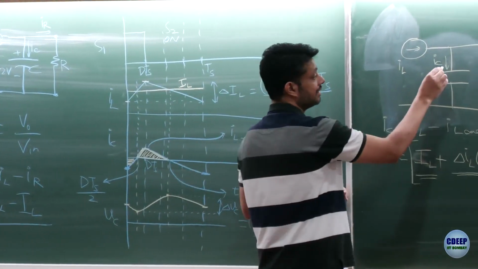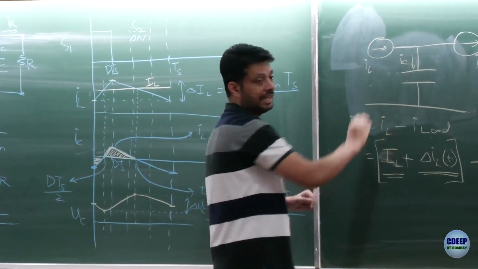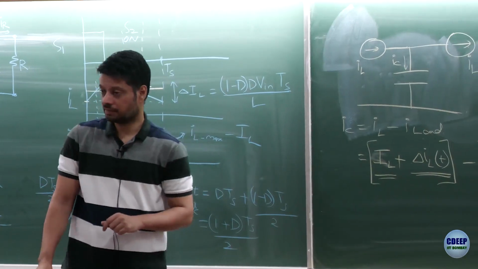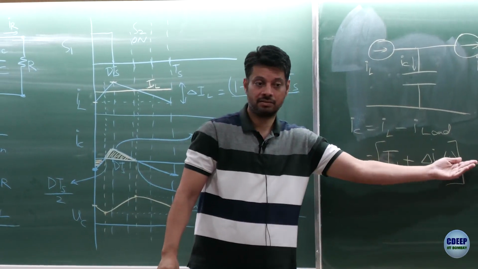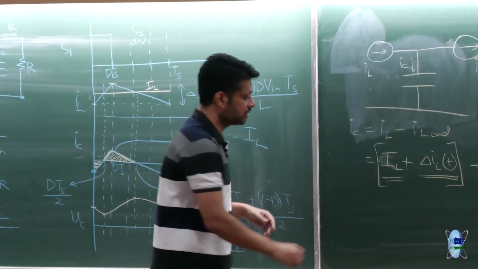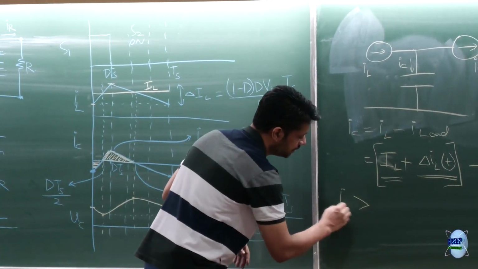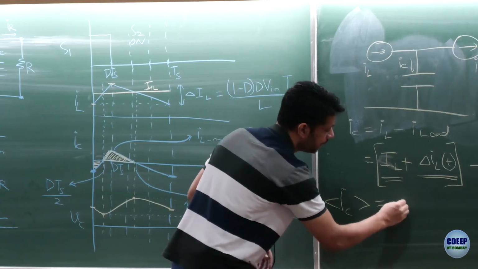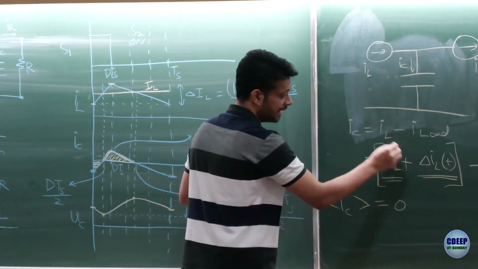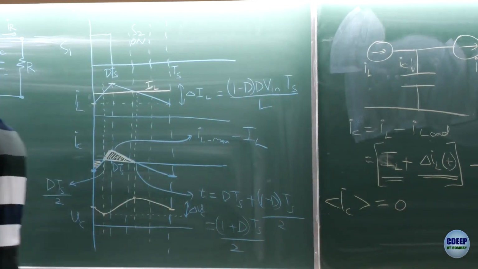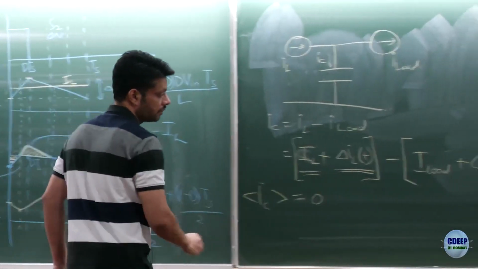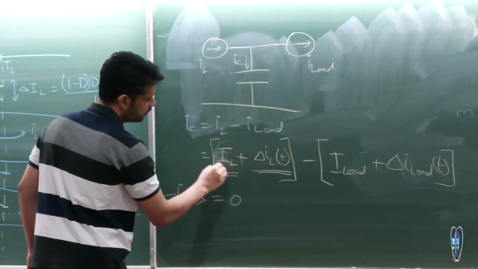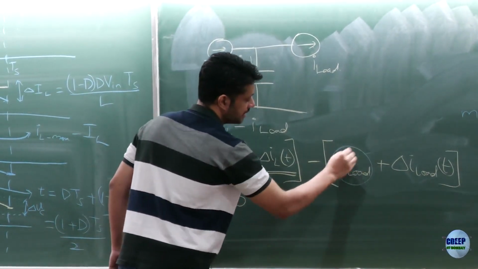At steady state, the capacitor will not draw any average current, and therefore this average current must be equal to this average current, because the average capacitor current is equal to 0. Therefore these two terms must match and cancel out.